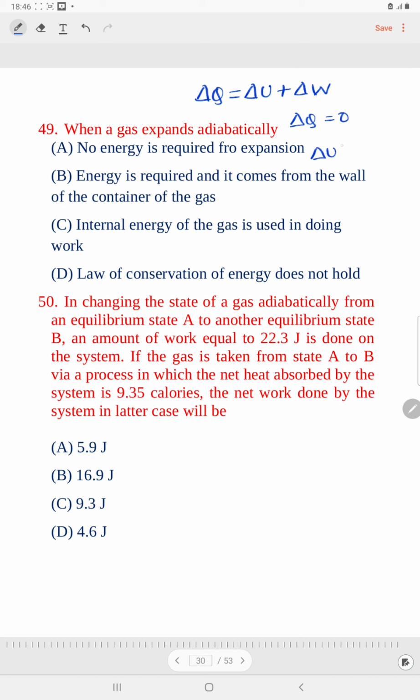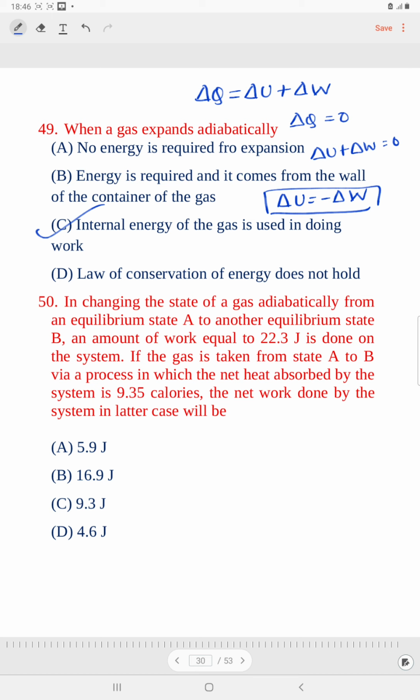So as a result, delta U plus delta W will become 0. Then delta U is equal to minus delta W. That means work done is completely dependent on the internal energy, which is going to be option C in adiabatic process, because in adiabatic process, no heat enters the system, no heat leaves the system.